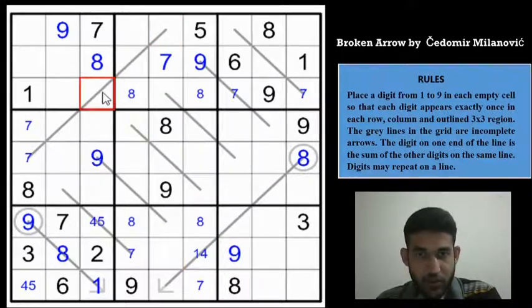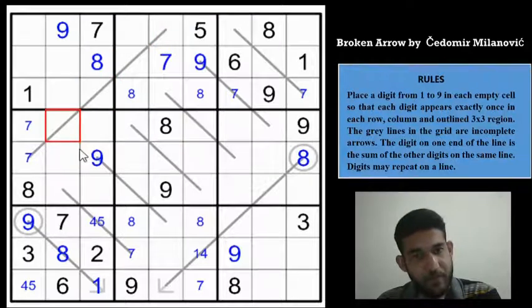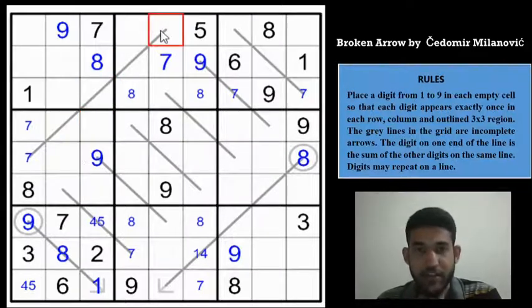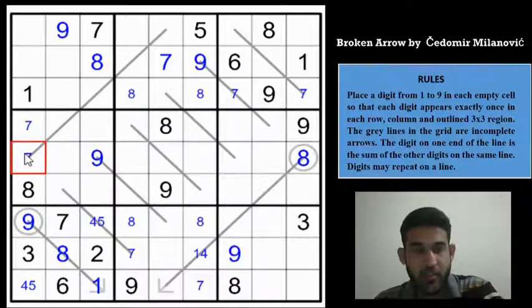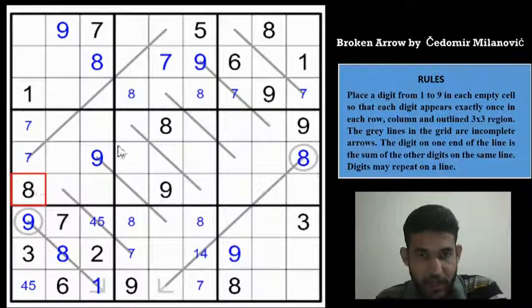Let us try to focus on this line, because it is larger. The rest of the lines are only 3 cells in length. If we can establish which end of the line is the circle, it will be of tremendous help to us. So can this cell be the circle? You can have a maximum of 7 here, because 8 and 9 here. So this can very well be.